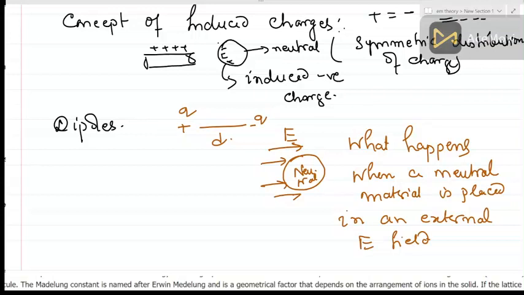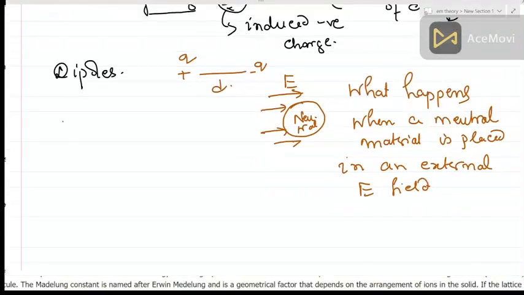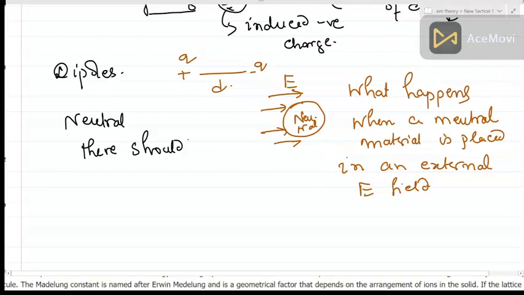Now our first guess is that because the material is neutral, there is no charge in it, neither positive or negative, the field will not affect it, because we have seen that when we place a positive charge in an electric field, it is accelerated in the direction of the field, and if the charge is negative, it will be accelerated in a direction opposite to the field. But since this material is neutral, there should be no effect of external field E. But is it so?